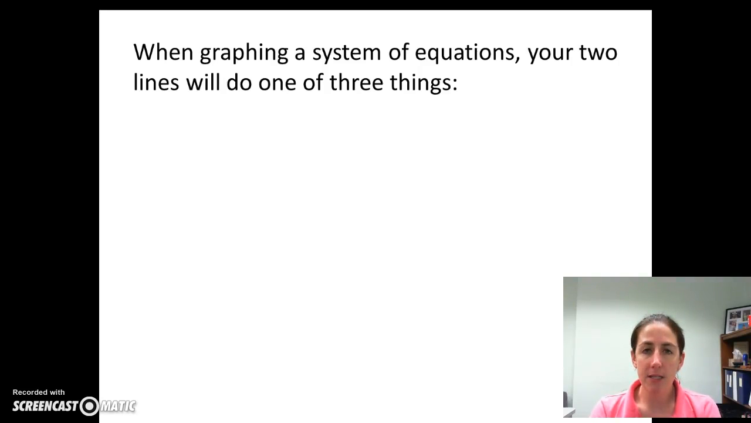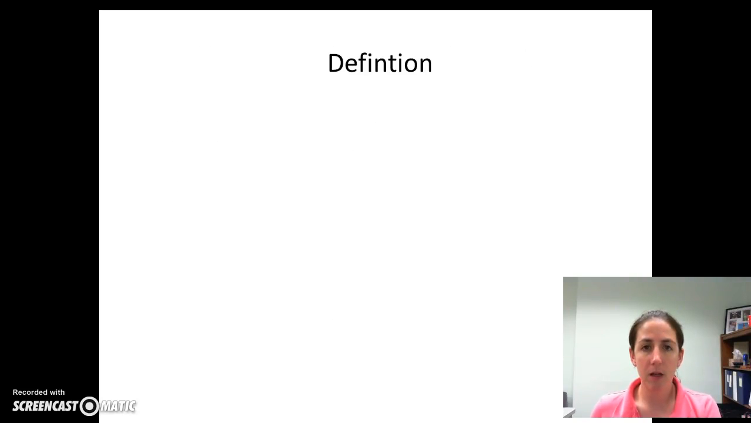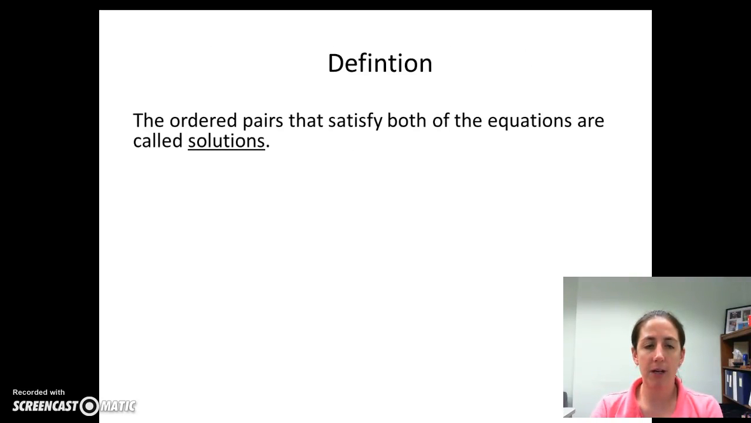When you're graphing a system of equations, in our case we just have the two lines, these two lines are going to do one of three things. They're either going to intersect, they will be parallel, or it turns out that they will coincide, which means when you graph them, they graph the same line. So let's talk about another definition.